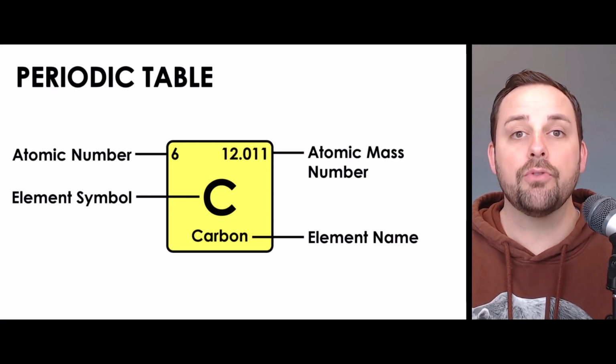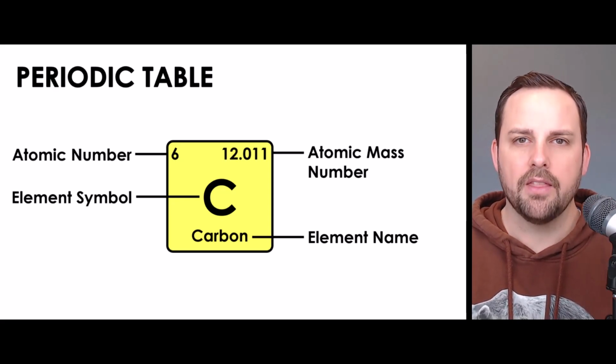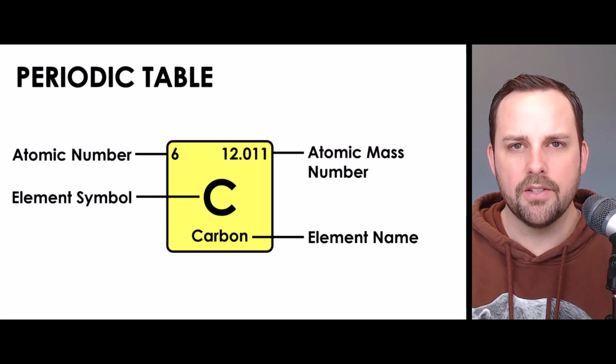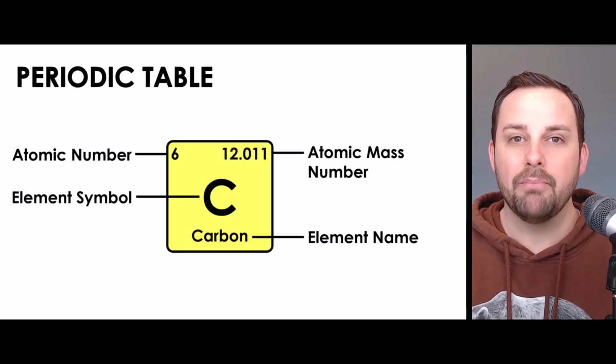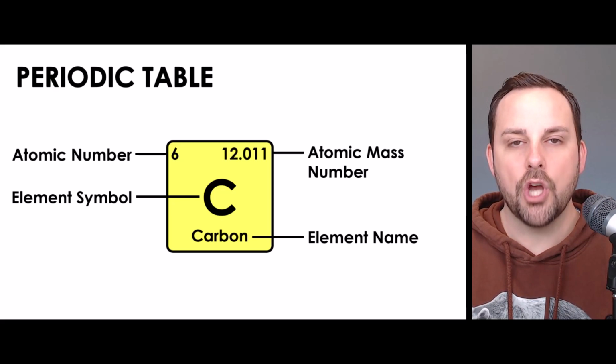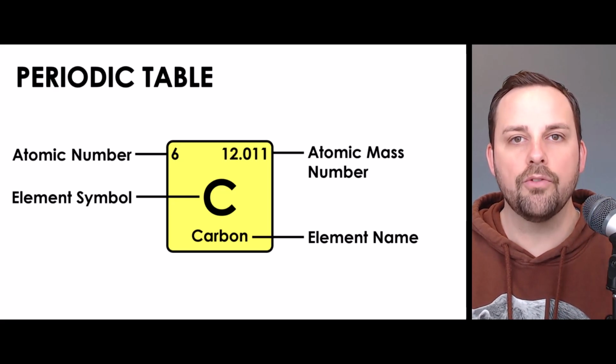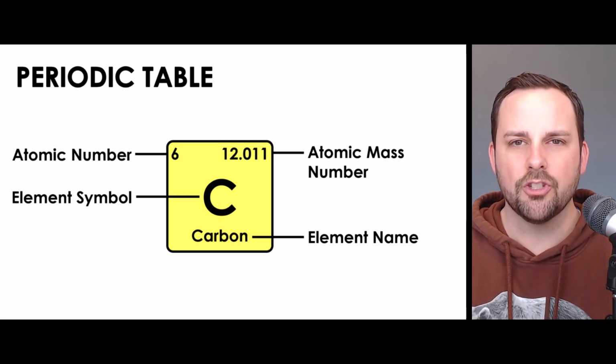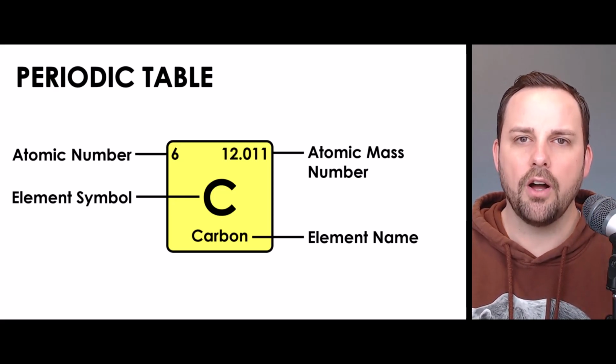Well, it's because for most carbon atoms, there's exactly 6 protons and 6 neutrons. So that would give us 12, but some have fewer and a lot of them have more. So the average number of total protons and neutrons, which is called the atomic mass number for carbon, is 12.011. So it's slightly more than 12 on average.